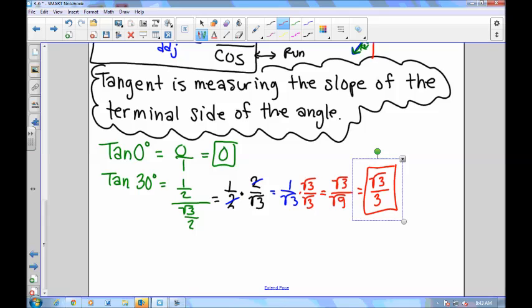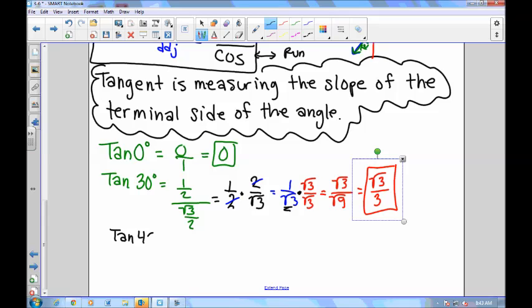Because you can't leave a root in the denominator. So this is called rationalizing the denominator. And the way to get that out of the denominator and force it to the top is by timesing by root 3 over root 3. Okay? Now let's do tangent 45 degrees.